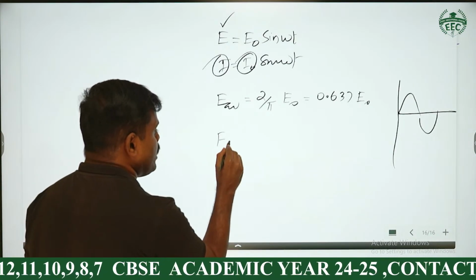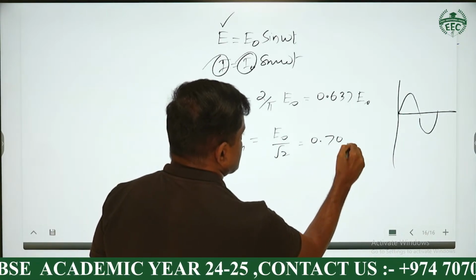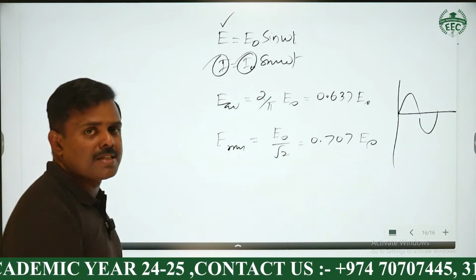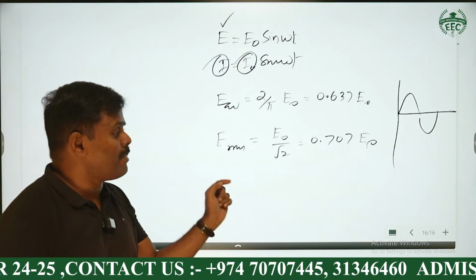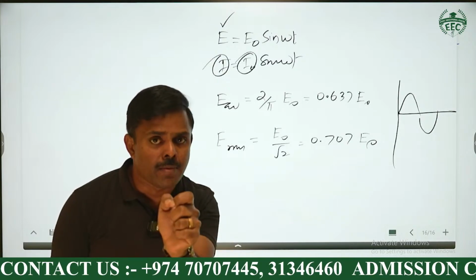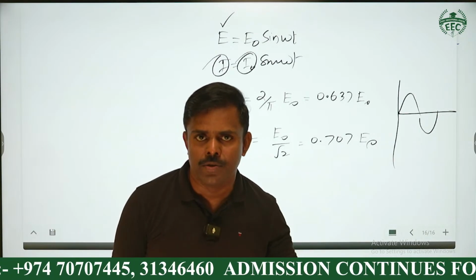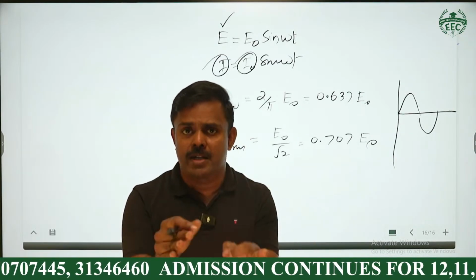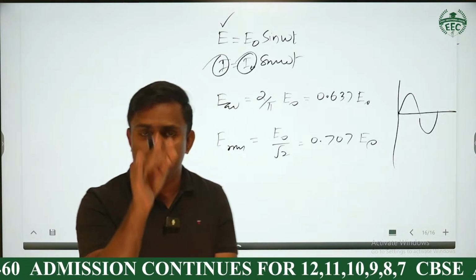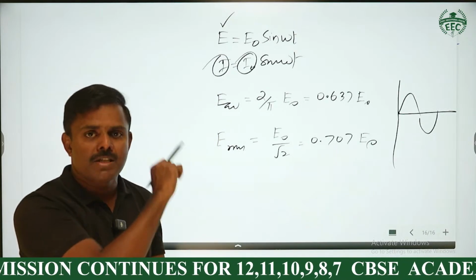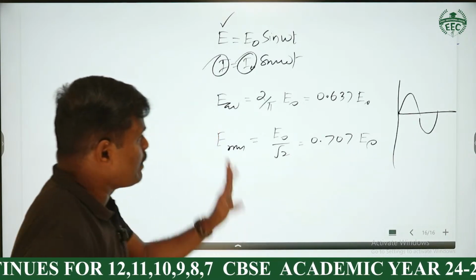Then we define a new value called RMS value: E0 by root 2, that is equal to 0.707 E0. Expect a numerical from this side, a direct one based on this general formula. And remember, in a question paper, the current value or voltage value given is always RMS value unless mentioned otherwise. Usually what is given is a measured value. Measured values are always RMS values. So in the question if you see 230 volts, it's RMS value. If you see 17 amperes, that is RMS value. Got it? So keep that point in mind.